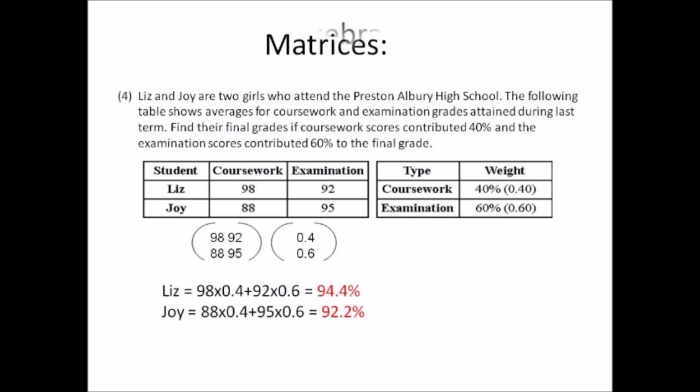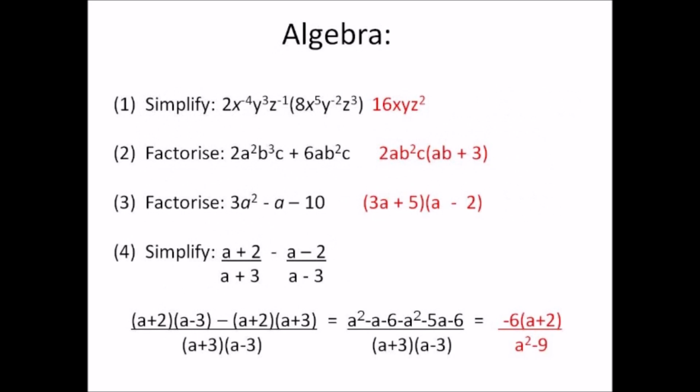Okay, let's move on. Algebra. Number 1 is 16xyz squared, and then number 2 you have to factorize. Those are your factors. For number 3, your factors will be 3a plus 5, a minus 2. And for number 4, negative 6, a plus 2, and on the bottom a squared minus 9, or you could have a plus 3, a minus 3 on the bottom. Same thing. So the top would have to be that, but the bottom could be a squared minus 9 or a plus 3 times a minus 3. You still get that correct.